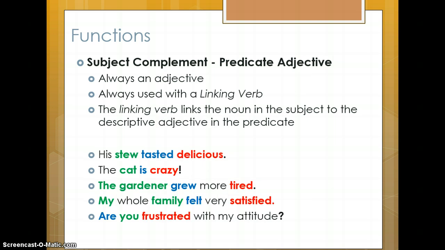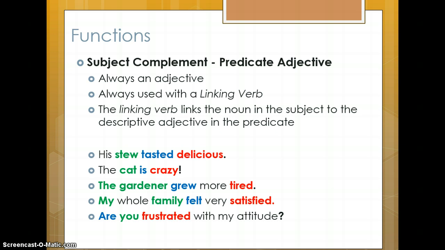Okay? The other side of this coin, the other type of subject complement is actually called a predicate adjective. Works very much the same way as a predicate nominative, but now you've actually got adjectives. So clearly they're always going to be adjectives, which helps you identify them, and they're always going to be used with a linking verb. So in this instance, you'll see same deal. The green is the subject, the blue, tasted, is, grew, felt, are. Those are your linking verbs. And then what you see in red, predicate adjectives are actually adjectives. Delicious, crazy, tired, satisfied, frustrated.